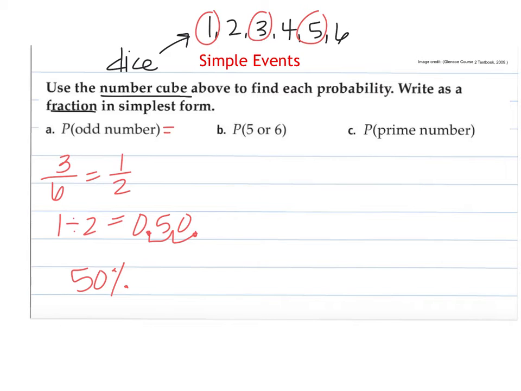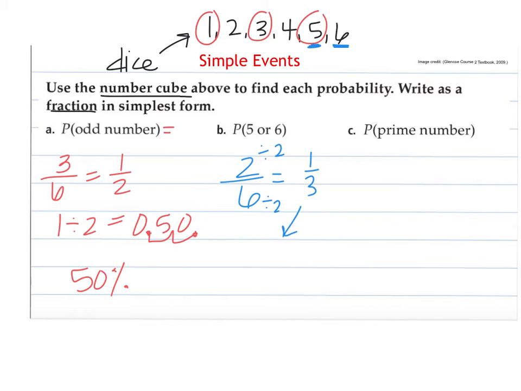Probability of 5 or 6. So I can either get a 5 or I can get a 6. So those are my favorable outcomes. There's 2 of them because I can either get a 5 or a 6. And then 6 total outcomes. So 2/6. We can divide those both by 2, and I would end up with 1/3.